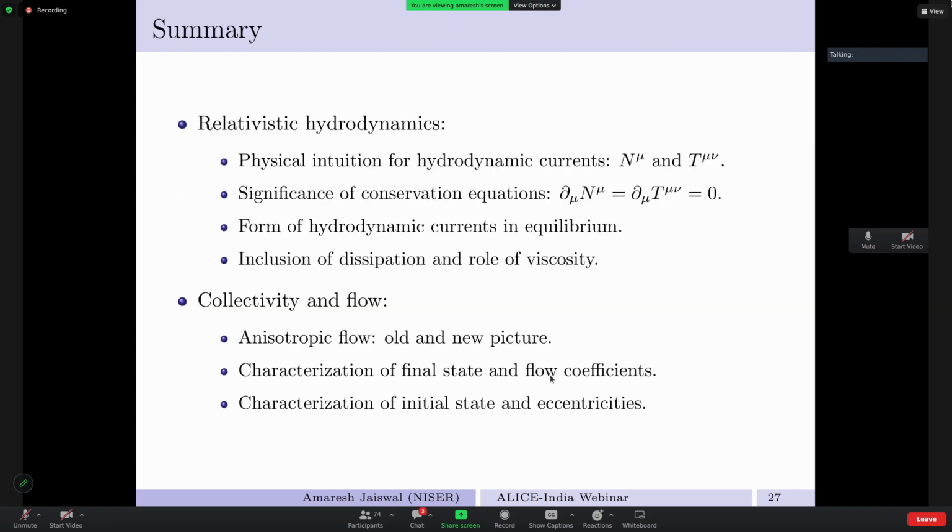Okay, so more or less this is what I had to say about relativistic hydrodynamics and collective flow. What I discussed is the physical intuition of these hydrodynamic conserved currents, what this conservation implies, the form that these currents take in equilibrium, and how to include dissipation and the role of viscosity in flow. And in this collectivity and flow picture, we should look at the old and the new picture, and how to characterize the initial and final state.